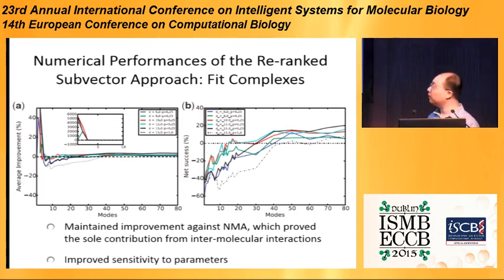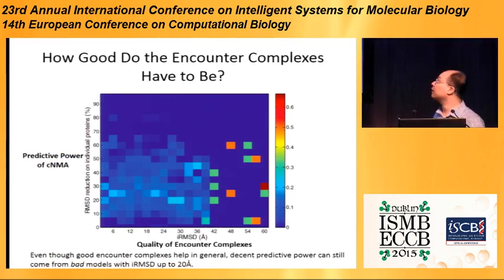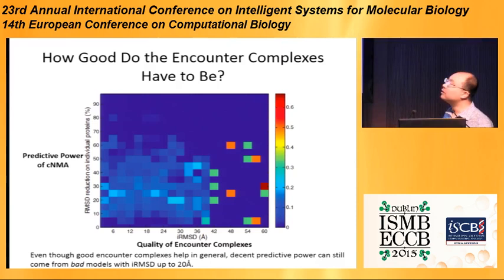The last question we ask is, you had better results, but how do you know that you're not benefiting from extremely good encounter complexes? Or in other words, how good do these encounter complexes have to be? If we look from left to right, the quality of the encounter complex goes from good, bad to ugly. For all such encounter complexes, we ask in each bin, what is the optimal RMSD reduction, or what is the predictive power? The higher, the better.